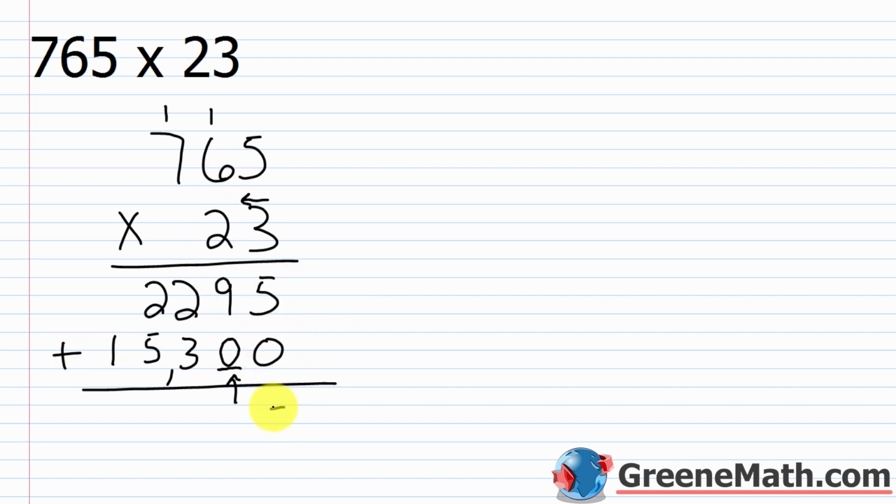5 plus 0 is 5. 9 plus 0 is 9. 2 plus 3 is 5. 2 plus 5 is 7. And then this 1 can just come down. And we end up with 17,595. Okay, let's look at one final problem.